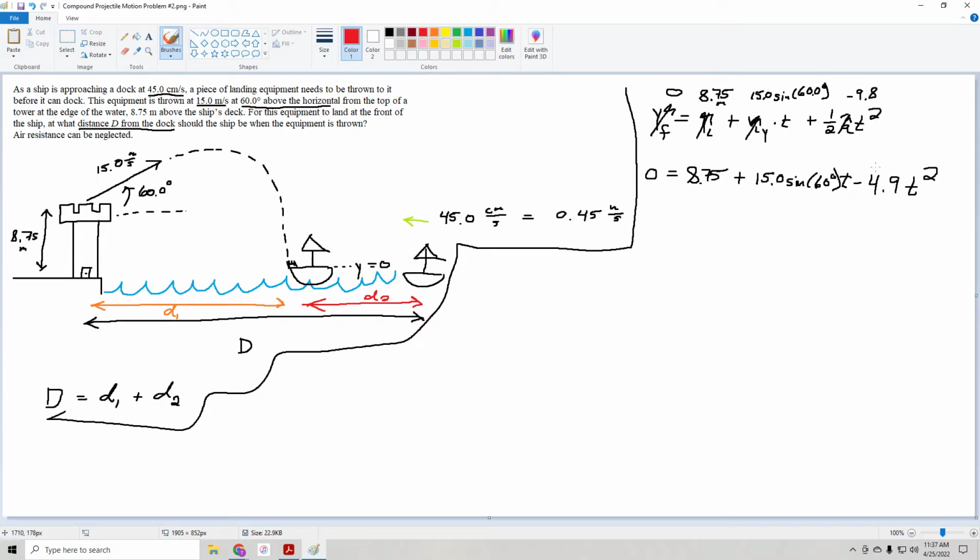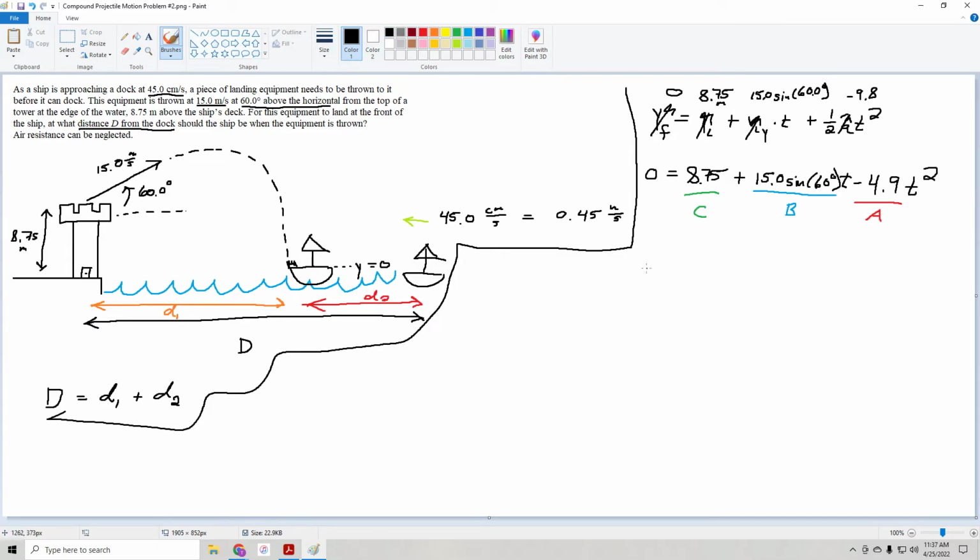And let me label A, B, and C like I did before. Remember, A is attached to the highest exponent variable. So right here, A is minus 4.9. We said B is equal to this quantity here, 15 sine 60, and C is the leftover component here that doesn't have a variable attached to it. That's C.